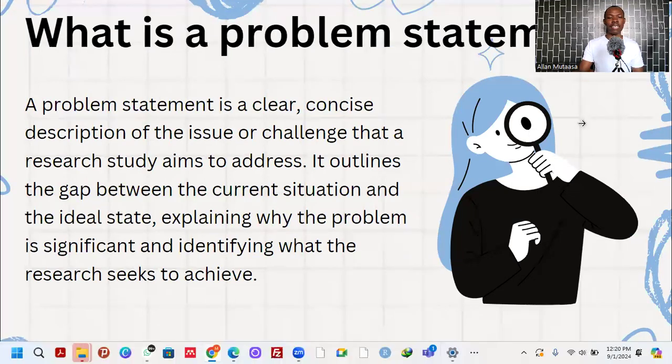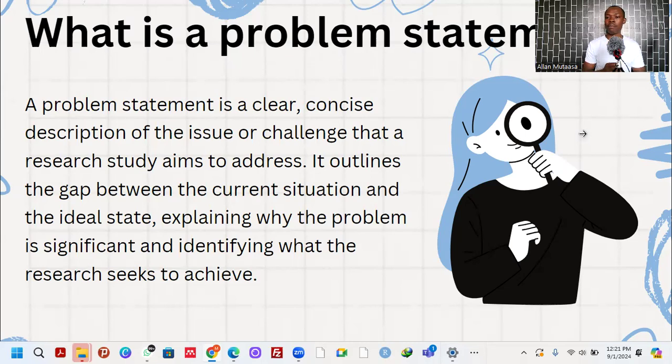What exactly is a problem statement? So a problem statement is just a clear, concise description of the issue or the challenge that your study is going to address. And that is the whole point. So it is written to outline the gap that exists between the current situation and then the ideal state that you would prefer in case the problem that you want to address was not existent.